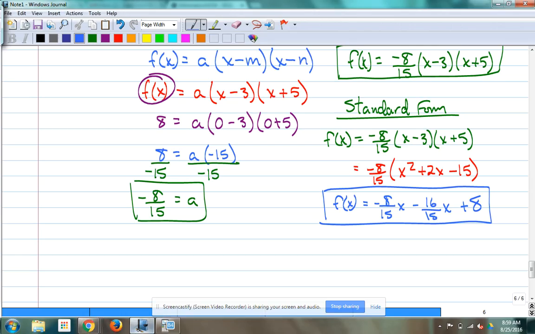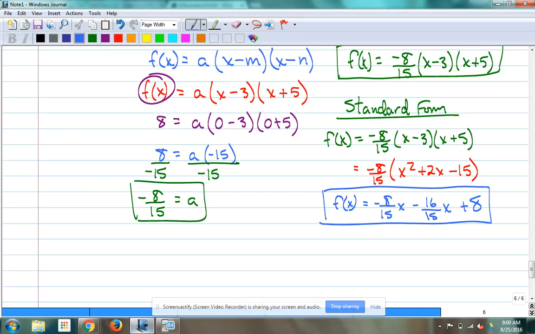So once we're in standard form, that makes vertex form a little bit easier because we can find the vertex using negative b over 2a if we want to, or we could use our intercept form to find the vertex. I don't care which way you do it. Okay. That's a formula. If you're more comfortable with using that formula, negative b over 2a, then plug it in.